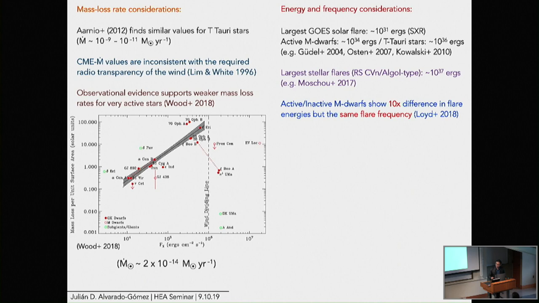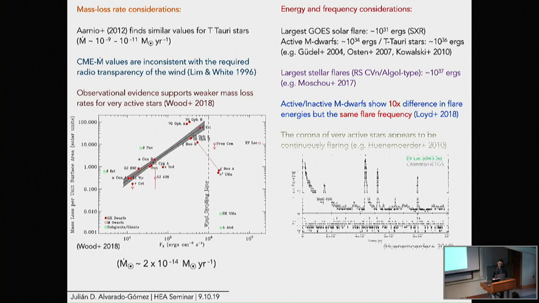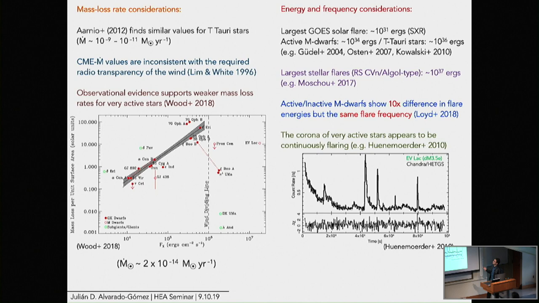And for active stars, in the particular case of M-dwarfs, the difference between active and inactive is related to the amount of energy they deposit in flares, but not to their frequency. They are flaring at the same frequency. And this is important because those active stars, as Cecilia was saying, in this saturated regime that she was talking about, where EV Lac is, this guy here, basically their corona is all the time flaring. So the entire corona is only flares.